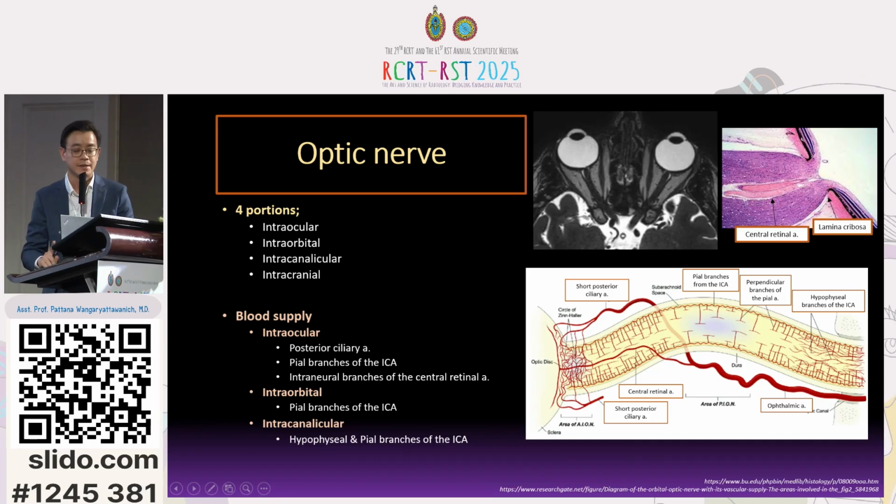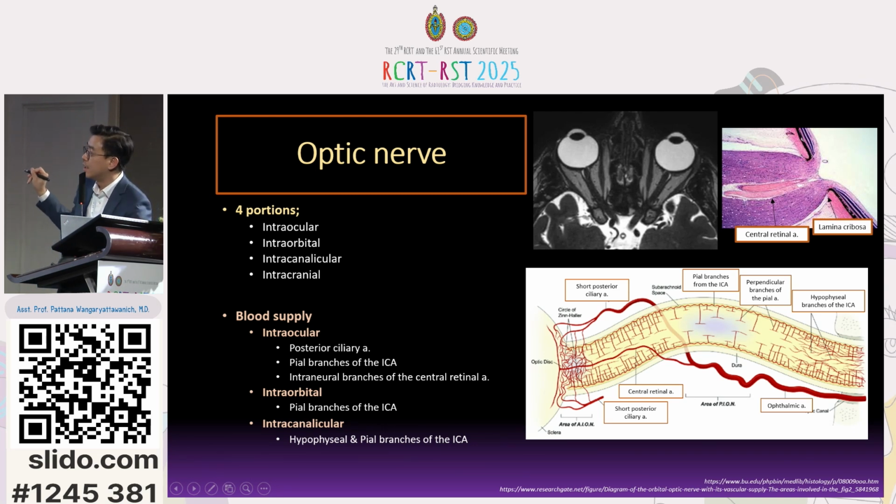Anterior ischemic optic neuropathy is a pathology that occurs in the area of the short posterior ciliary artery. So it's caused by occlusion of these vessels, and thus it will cause ischemia in the area of the intraocular segment and the adjacent intraorbital segment of the optic nerve. And when they perform a fundoscopic exam, you will see that there is swelling of the optic disc. So that represents one of the features of anterior ischemic optic neuropathy.